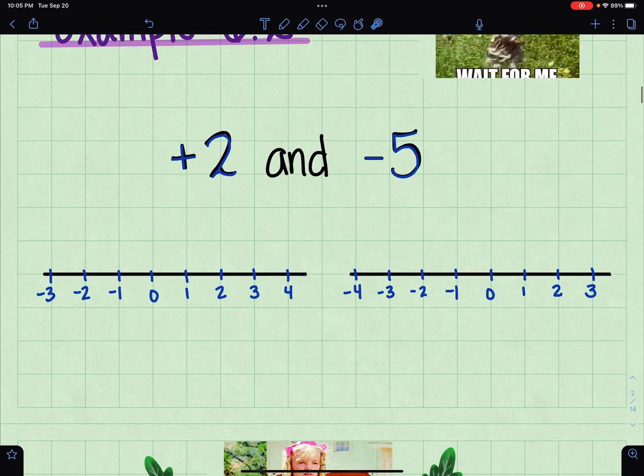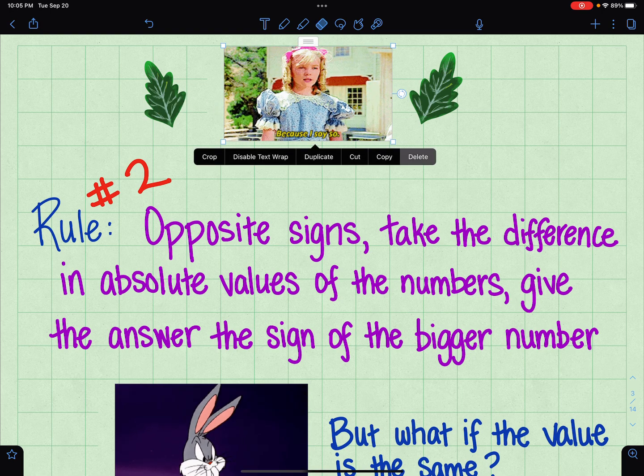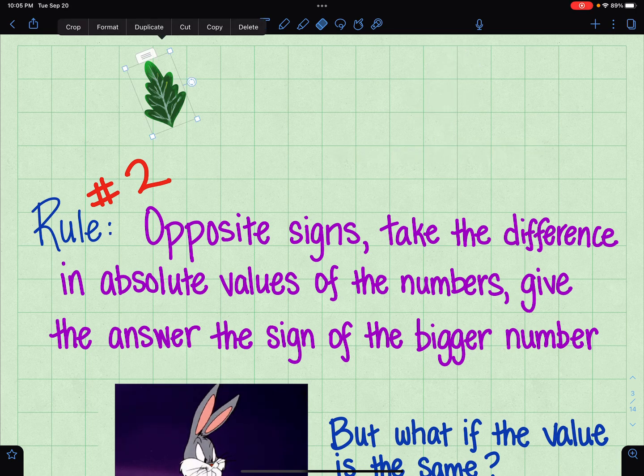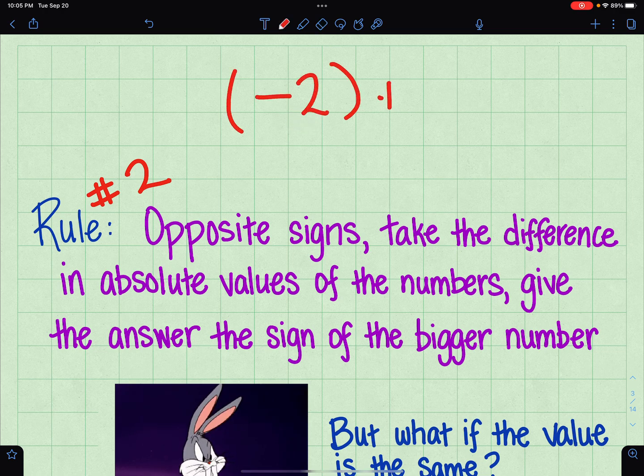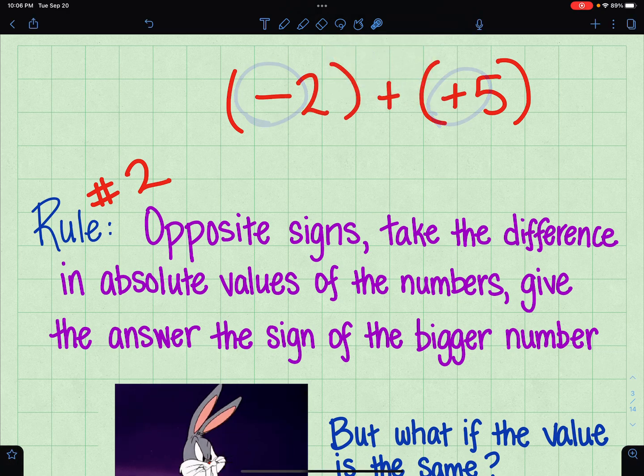So if we did that rule here, let me look at the rule because that's a complicated rule. I'm going to erase some of this, and I'm going to practice. Okay. Let's go back to that example that we just had. We had negative 2 plus positive 5. So they're saying when the signs are opposite, like they are here, you've got a negative and you've got a positive, you take the absolute value. So the absolute value of this one's 2, the absolute value of this is 5. You take the difference of those. What's the difference between 2 and 5? Well, the difference is 3.